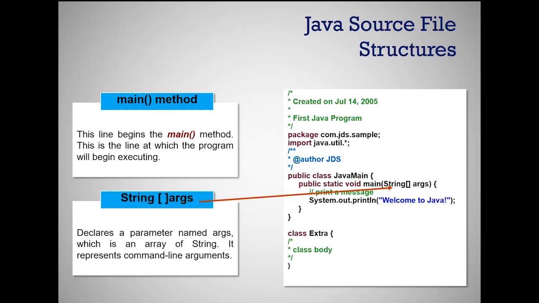So you also have string args. Okay, string args means string arguments. It declares a parameter named args, which is an array of strings. It represents command line arguments. Later on natin i-declare kung para saan yung mga parameters. Okay, sa object-oriented din yung papasok. So wag niyo na muna pansinin yung string args. Later on natin i-discuss yan pag nasa OOP na tayo.